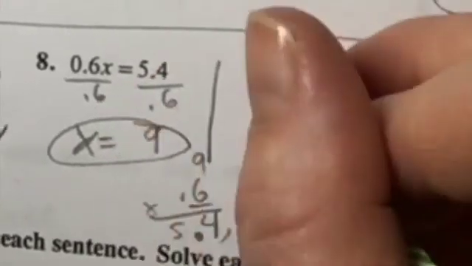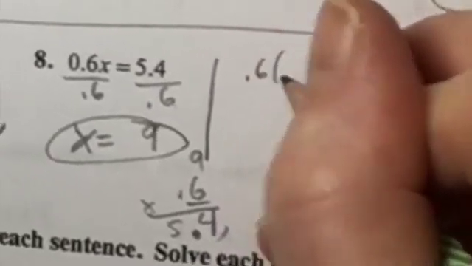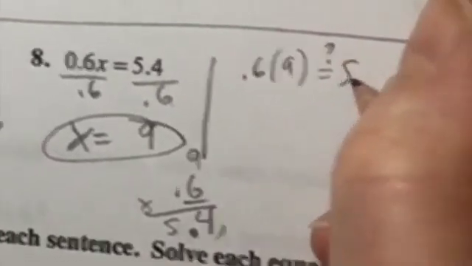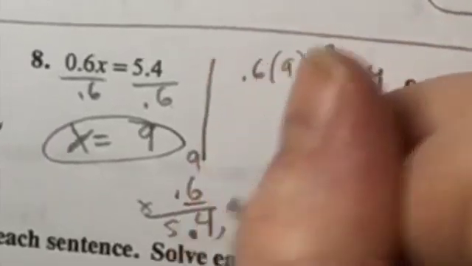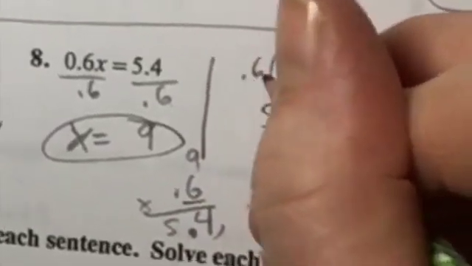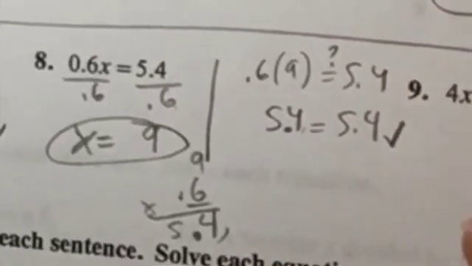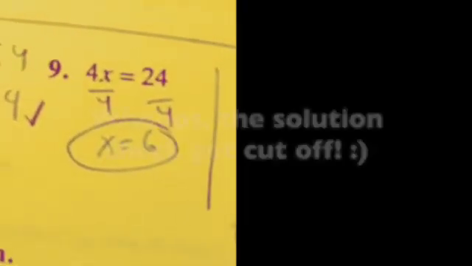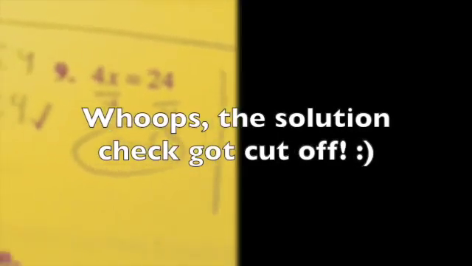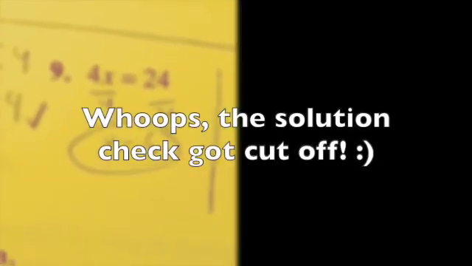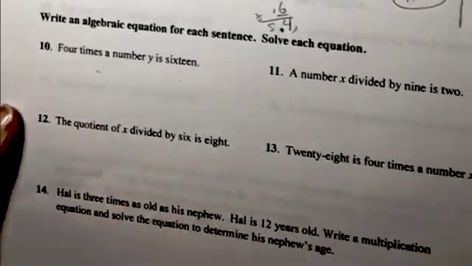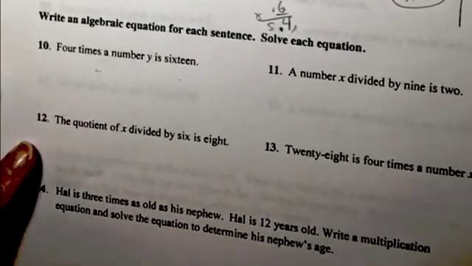And so, anyway, substitution: 6/10 times 9. Does that equal 5.4? I just showed that out. 6 times 9 is 54. We had one place after the decimal, so 5.4 equals 5.4. Check. Divide by 4, divide by 4. Remember to show it with that fraction bar. X equals 6. Circle: is 4 times 6 equal to 24? 24 equals 24. Check.